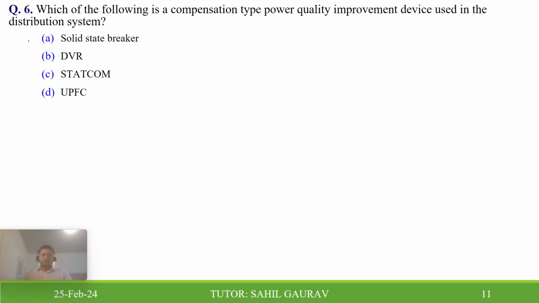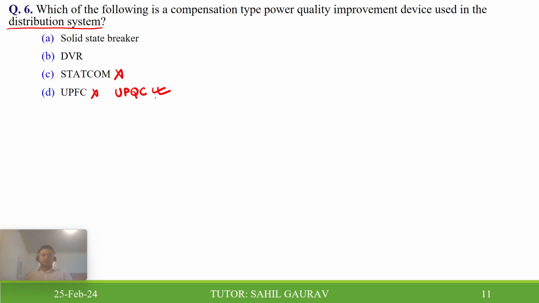Distribution system. Which of the following is used in the distribution system? A STATCOM is being used in the transmission system. So STATCOM is the wrong answer. A STATCOM, a static compensator, is used in the transmission system, so it is wrong. UPFC, Unified Power Flow Controller. So it is UPFC, not UPQC. If it is UPQC, then it is correct. But it is UPFC, so it is incorrect.